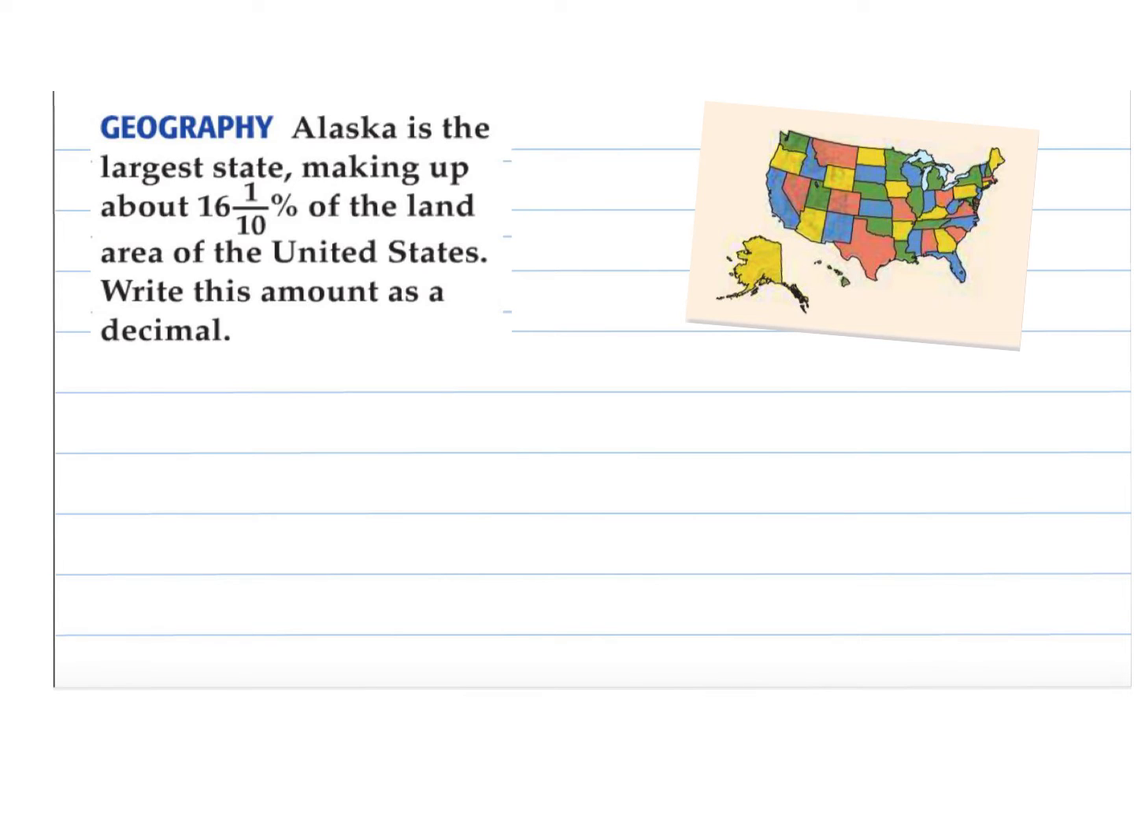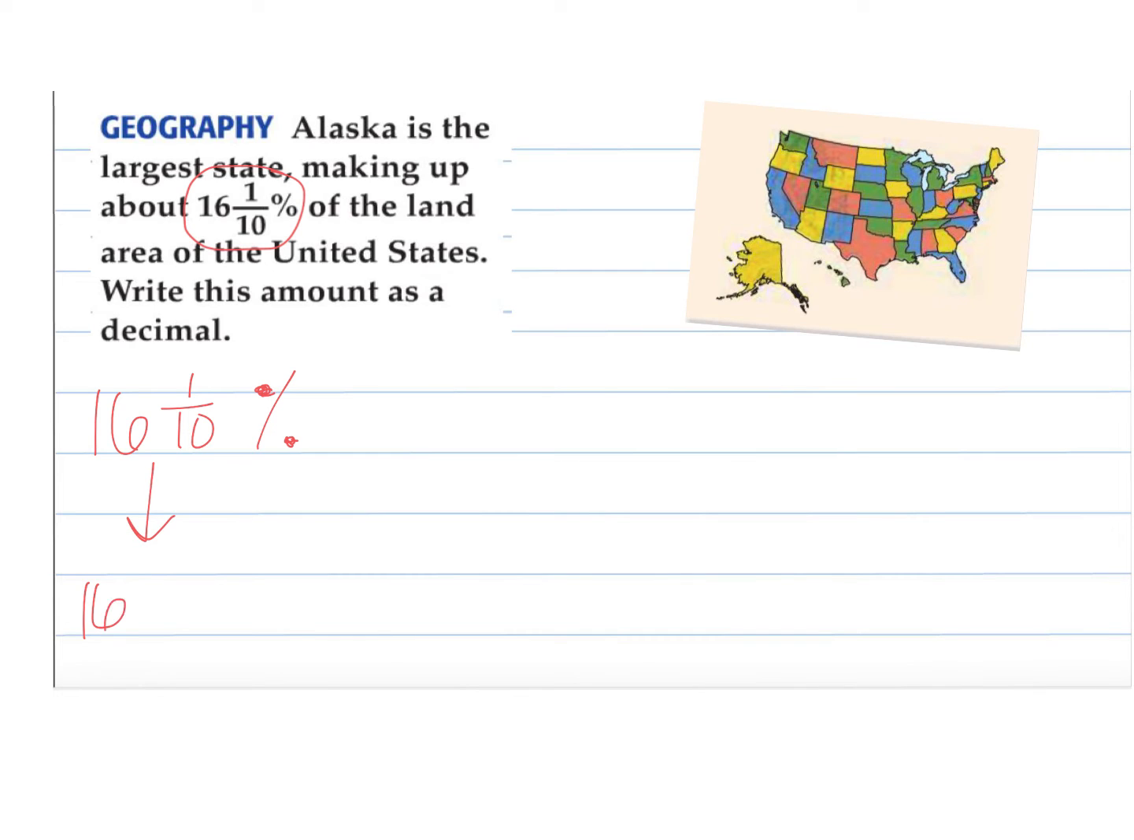So what happens when we have a fraction inside a percent? So Alaska is the largest state, making up about 16 1/10% of the land area of the U.S. Write this amount as a decimal. So first of all, 16 1/10% is what we have. So it's kind of weird, we have a fraction within a percent. So we first want to write 16 1/10 as a decimal.